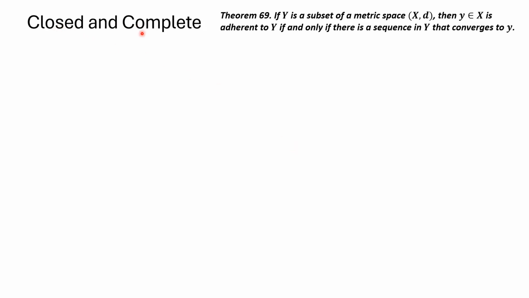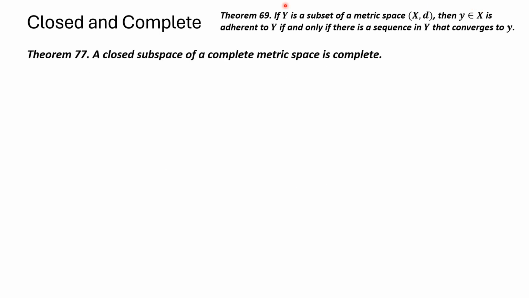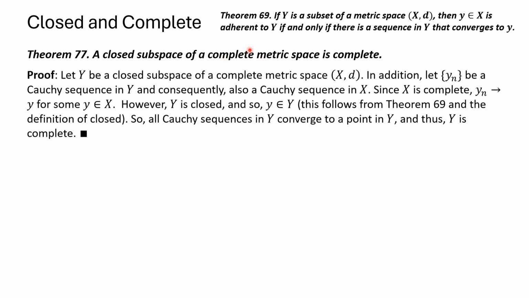On this slide, we're going to show the relationships between closed and complete. I have this theorem from our previous lesson. I'm going to use that in a minute. I just put it up here as a reminder. So the first theorem is a closed subspace of a complete metric space is complete. So closed implies complete if you're in a complete metric space.